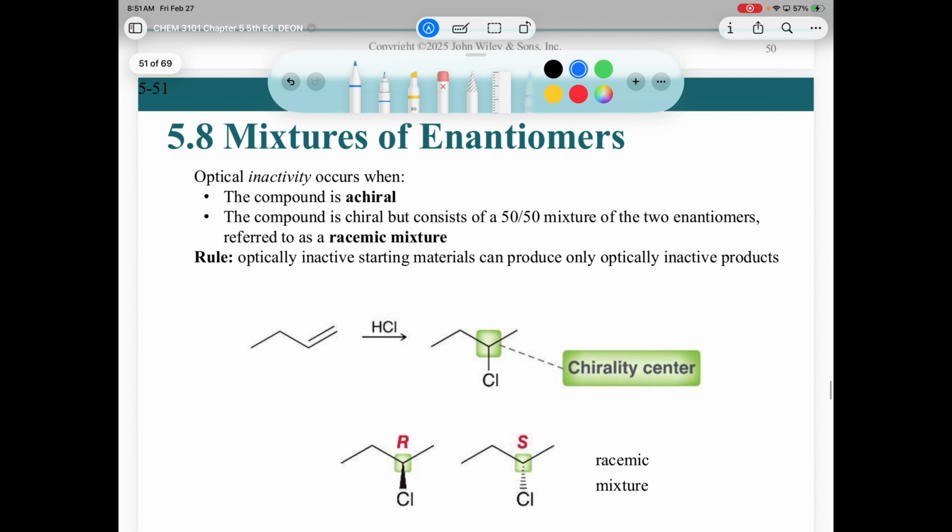What about mixtures of enantiomers? So a little bit about synthesis. Once we get to chapter 7, that's when we're going to start making compounds. We're going to learn how to do reactions, make an alkyl halide, and elimination reactions, substitution reactions, SN1, SN2.